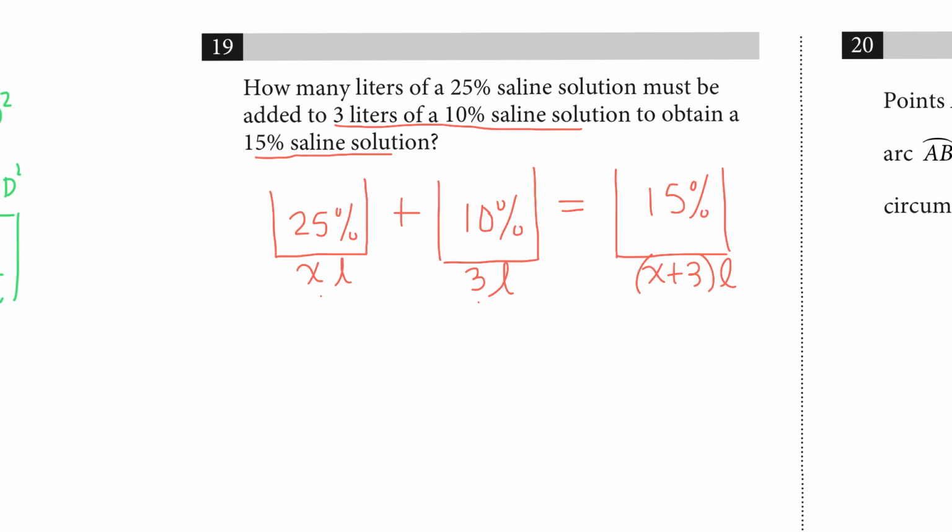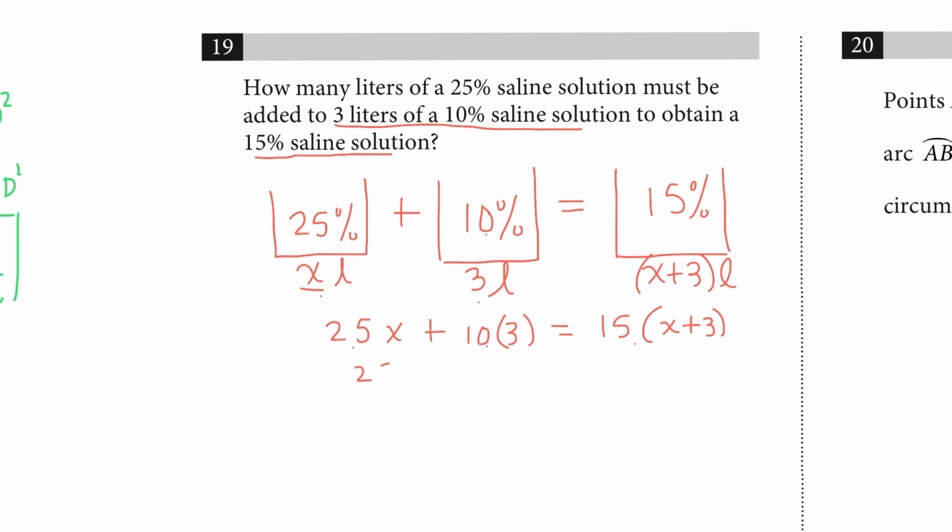And so we can solve for x because we're looking for how many of these 25% right here. So 25% of x, so we could just disregard the percents, just have 25 times x plus 10% of 3, so 10 times 3 is equal to 15% of x plus 3. And again, I'm disregarding the percents because they all cancel if I multiply everything by 100 instead of dealing with decimals. So the amount of saline is 25, 10, and 15. So here's 25, 10, and 15.